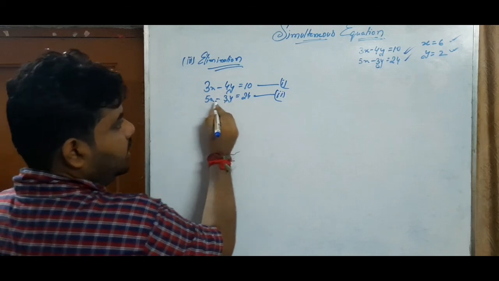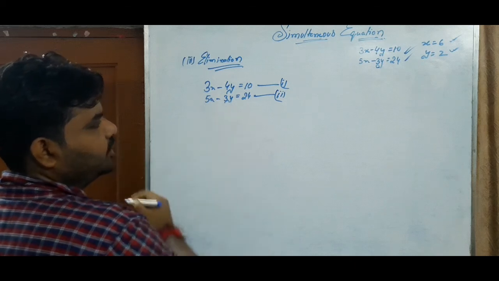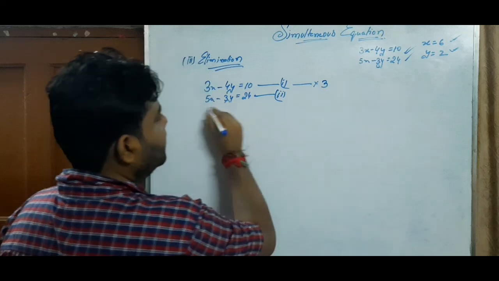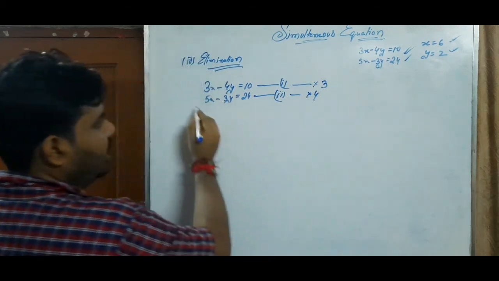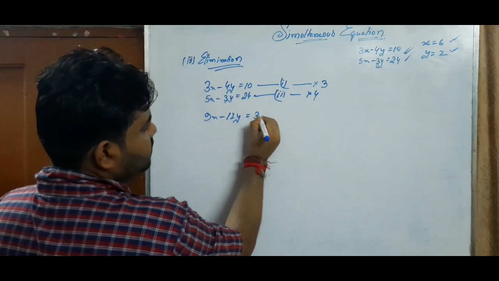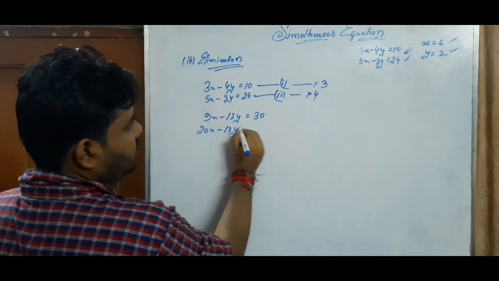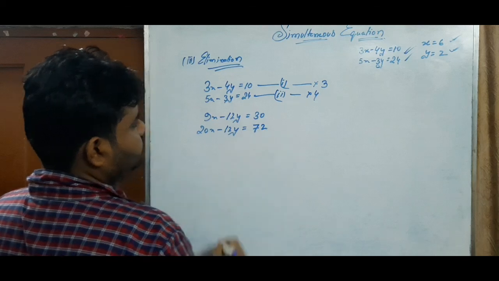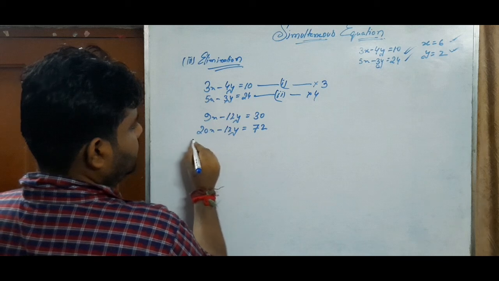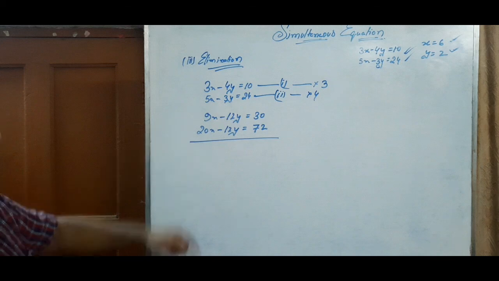That means the coefficient of y in the first equation is 4 and in the second equation it is 3. So we will multiply the first equation by 3 and the second equation by 4. Now that means 9x minus 12y equals 30 and 20x minus 12y equals 72. Okay, now we will subtract the second equation from the first equation.